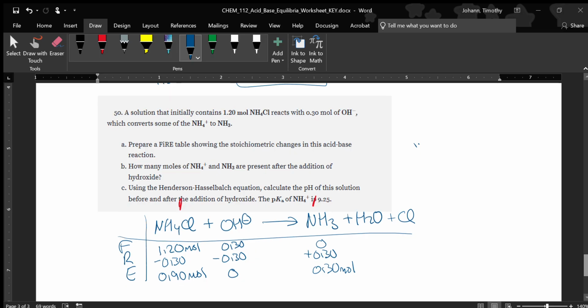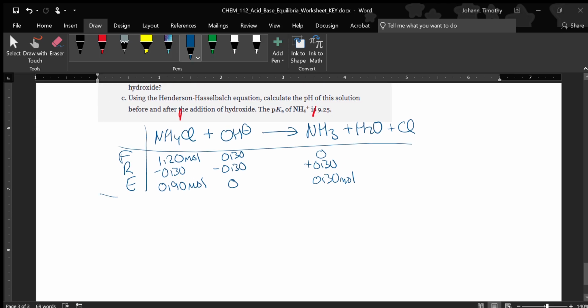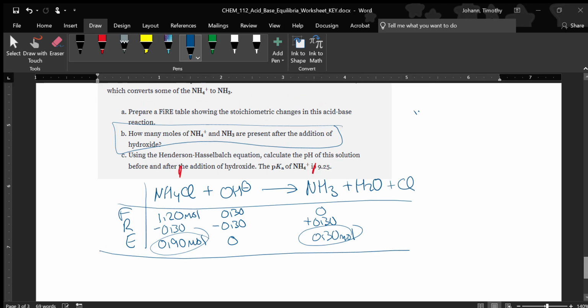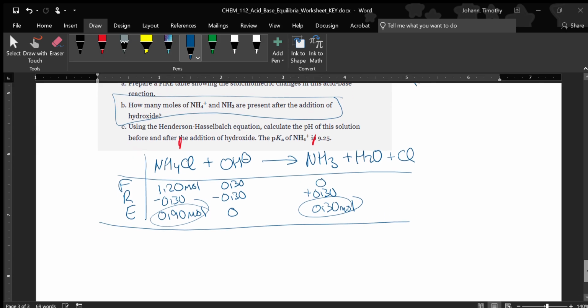So now, we figured out, we did our ICE table, right? How many moles are present after the addition of the hydroxide? Well, we solved for that. It's this many and this many. Okay, we did the ICE table, that was part of that.